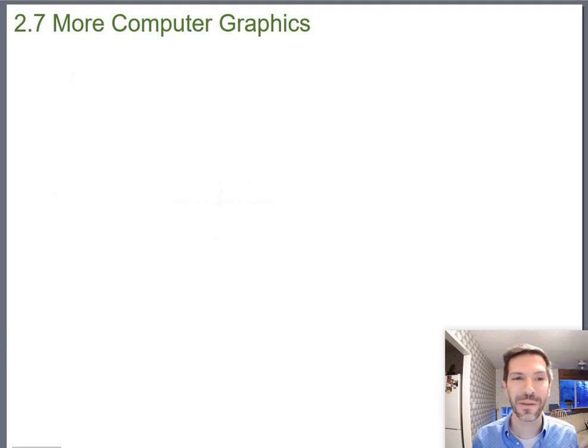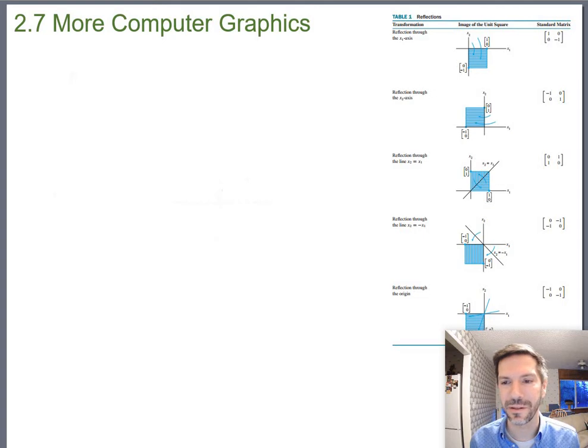Right, well, let's finish out this week with another application section. And we're going to do a little bit more with computer graphics. We did some in 1.8 and 1.9. We're just going to expand our toolkit now that we have a few more tools in the box. And you might recall back from section 1.8 and 1.9 that they had these huge layers, huge tables of transformations.